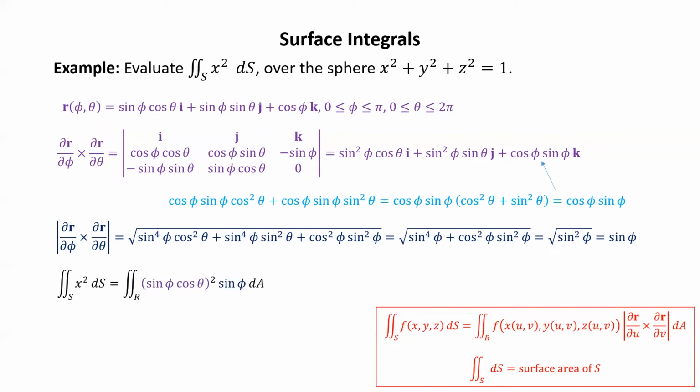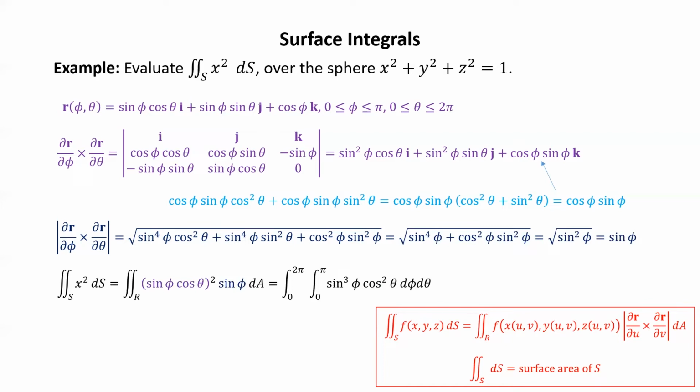We're going to start by changing it to a double integral. First of all, we replace x by what it is in terms of the vector valued function. X is sine phi cosine theta, so x squared is (sine phi cosine theta) squared. And remember, we have to multiply by the length of the cross product of the partials, which we just found to be sine phi. Okay, now the region R is given by phi going from 0 to pi and theta going from 0 to 2 pi.